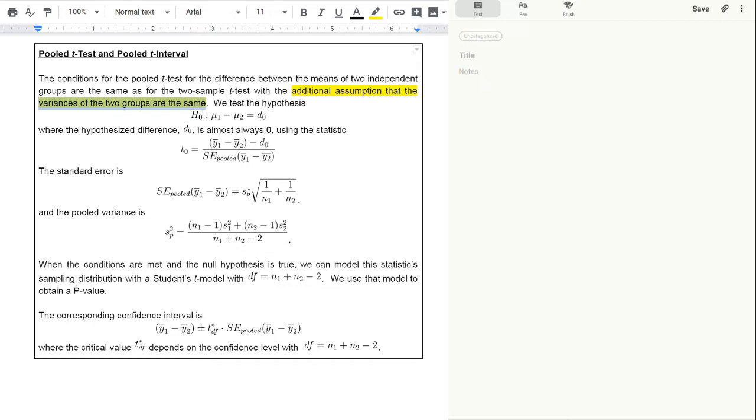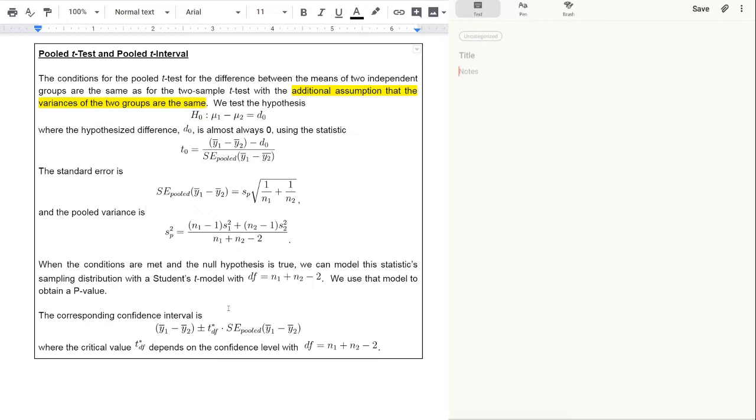To find the pooled standard error, we first find a pooled standard deviation, which is SP, and then we multiply this by the square root of 1 over the sample sizes. And the pooled variance is calculated by taking this weighted average formula of the two sample variances. So we use a Student's t distribution for the sampling distribution model, where the degrees of freedom are n1 plus n2 minus 2.